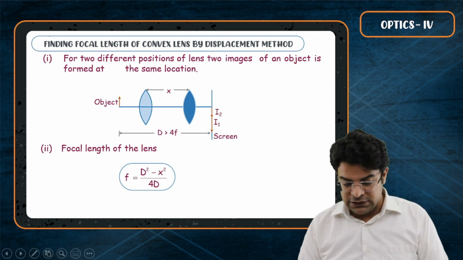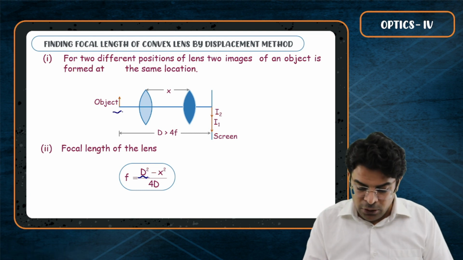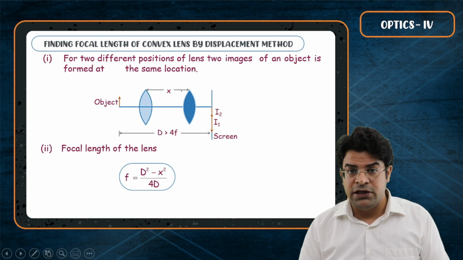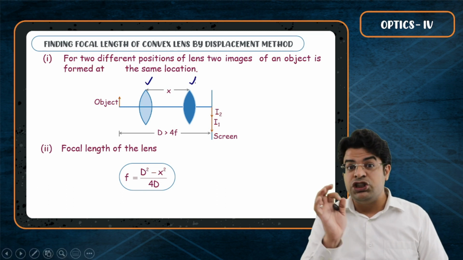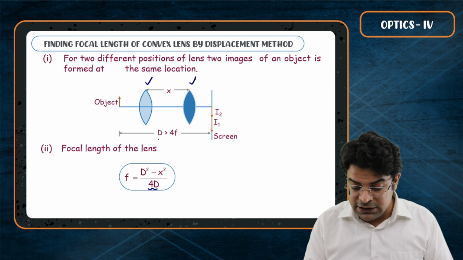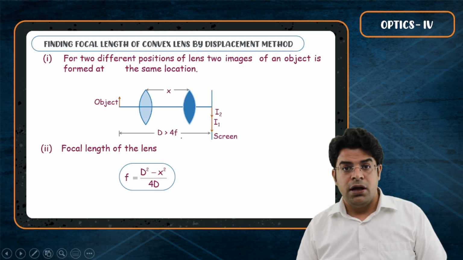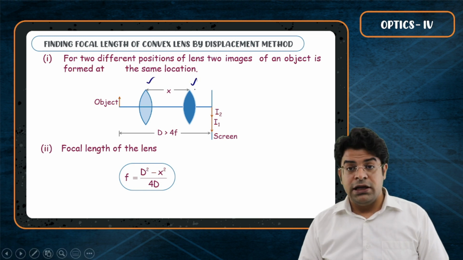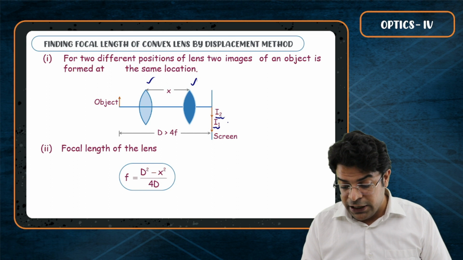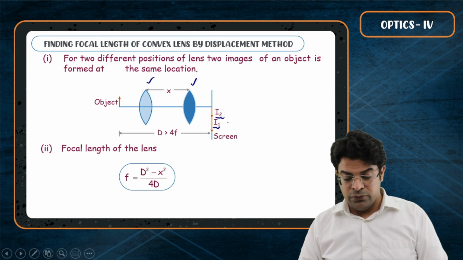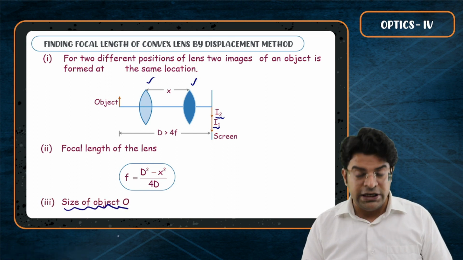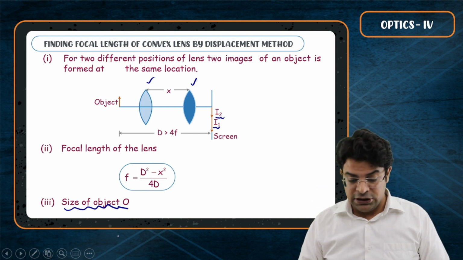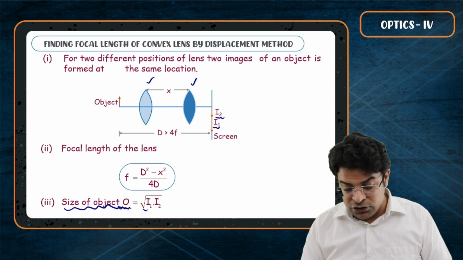So the focal length is D square, the separation between object and screen whole square, minus X square, the separation between the two positions of lens for which you get sharp image, upon 4 times the distance between object and screen. There is one more thing. If for two positions of lens, the images have sizes I1 and I2, then you can say that the size of the object will be the geometrical mean of the lengths of the two images. So the length of the object will be equal to root I1 I2.